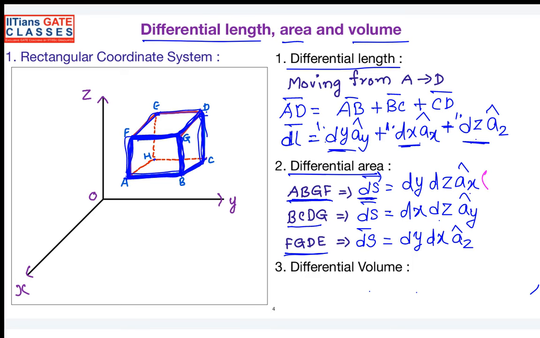Yes, sir. Now, if you consider ABGF, what is constant here? X is constant, right? So this surface represents an x is equal to constant surface. When you consider the second one, BCDG, x and z are varying and y is constant, so this represents a surface where y is constant. And in the third one, x and y are varying, so this represents z is constant.